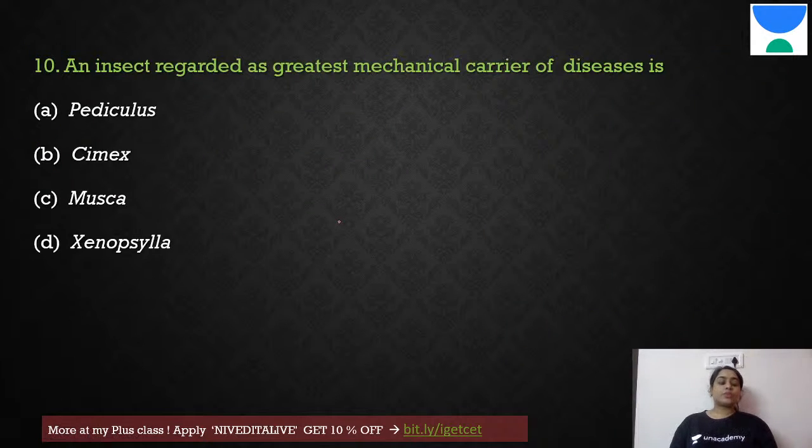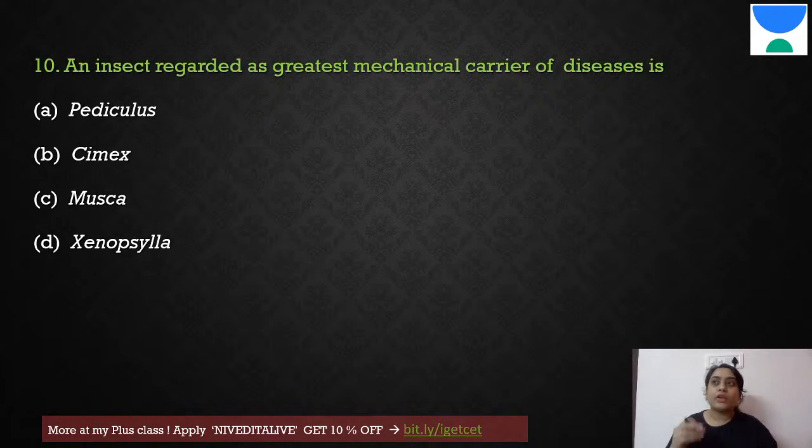Okay, next one. Last question for the day. An insect regarded as a great mechanical carrier of diseases is Pediculus, Cimex, Musca or Xenopsylla. So, what do you mean by mechanical carrier of diseases? Some of them are vectors. So, what do vectors do?